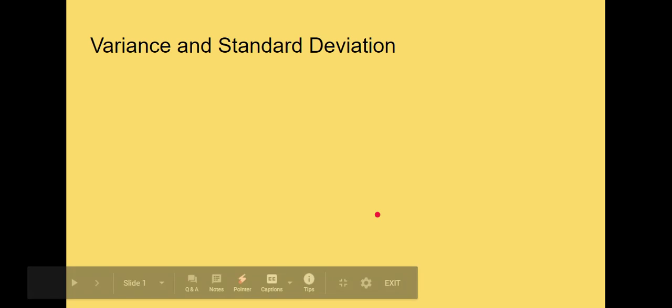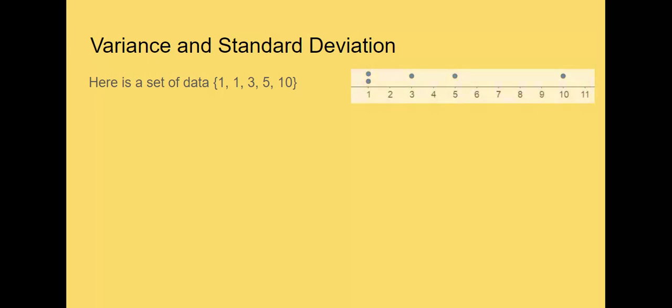Variance and standard deviation are a measure of the spread of data. And so we're going to look now at what these are and how to find them. So we've got a set of data here as an example. And if we picture them spread out on a number line, this is what they'll look like.